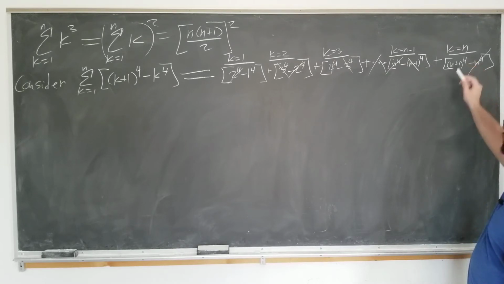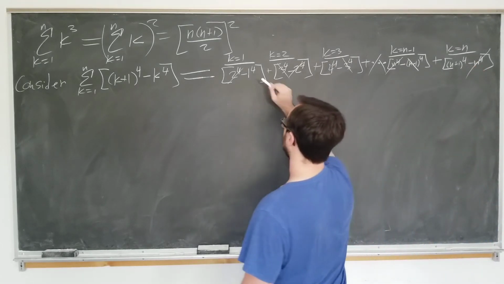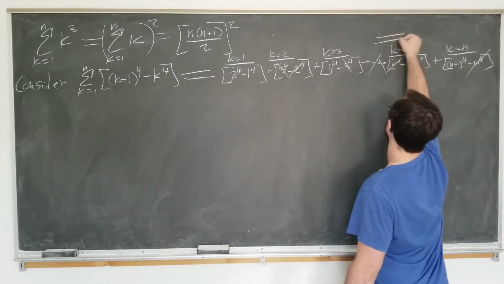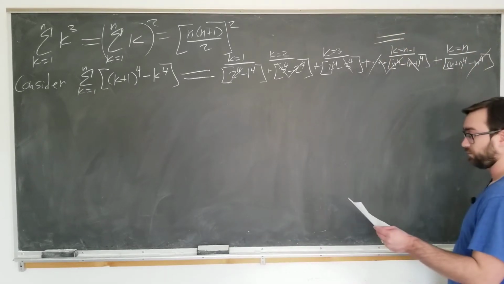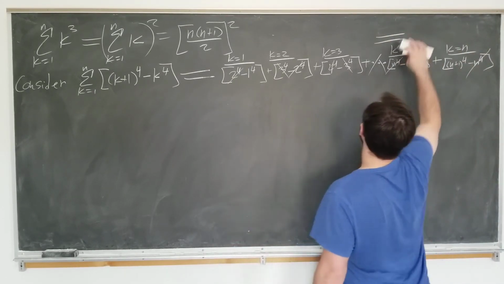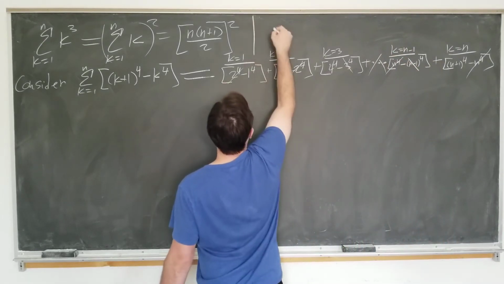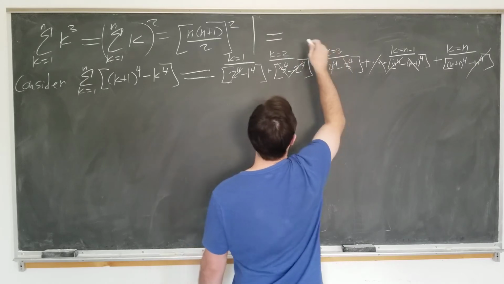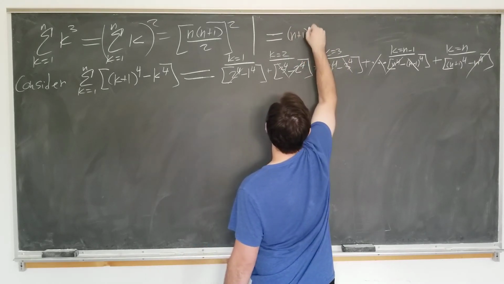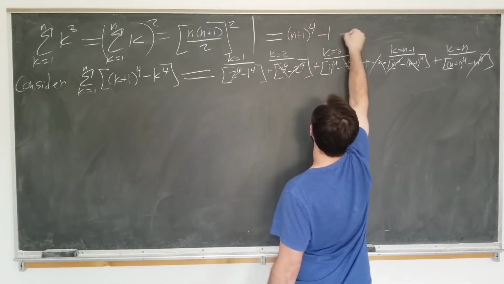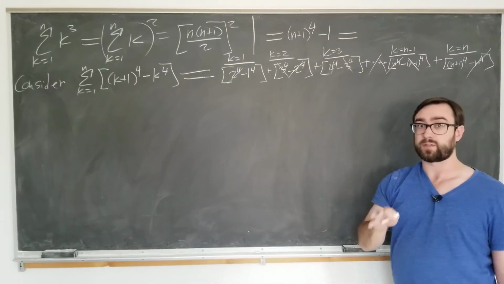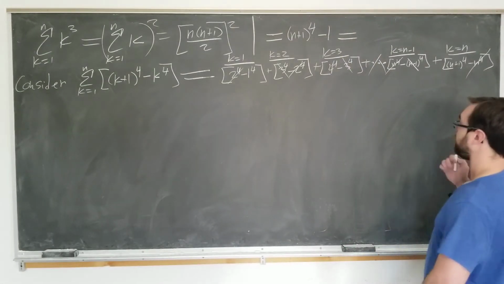So we have this term and we have this term. So this evaluates to, well, actually I need another one. Okay, so this one will be evaluating to (n+1)^4 minus 1. Now, I actually am going to write this one out.